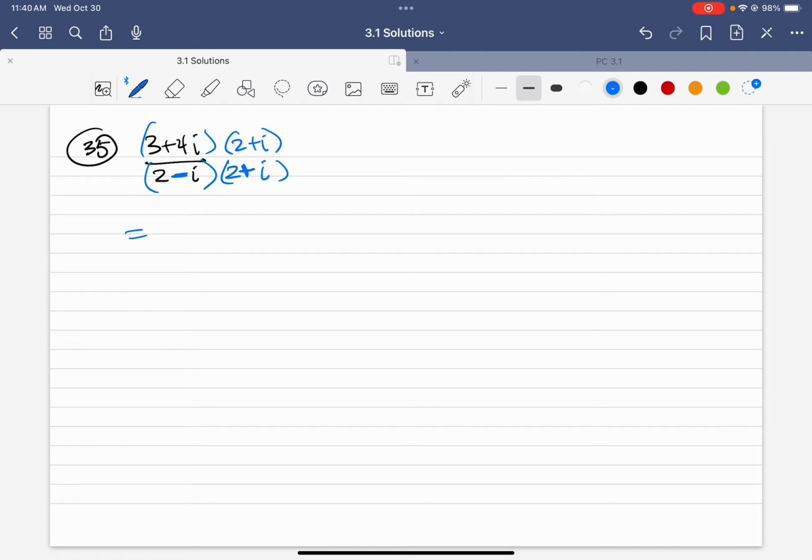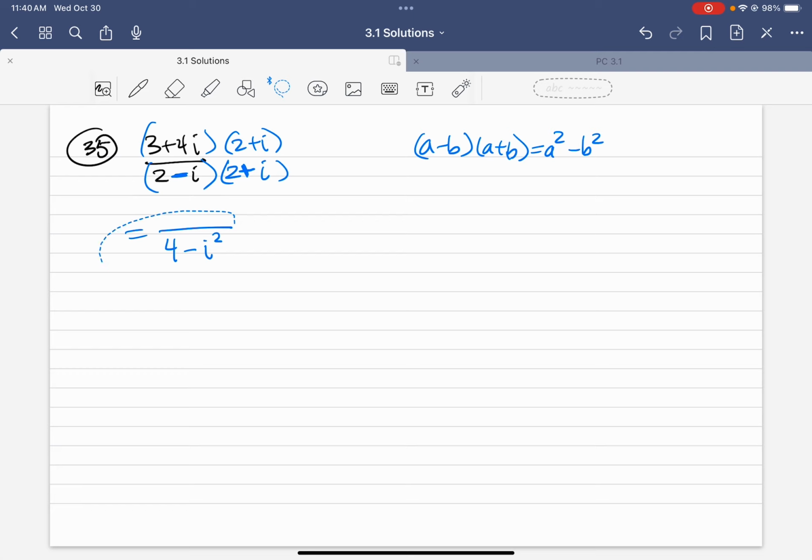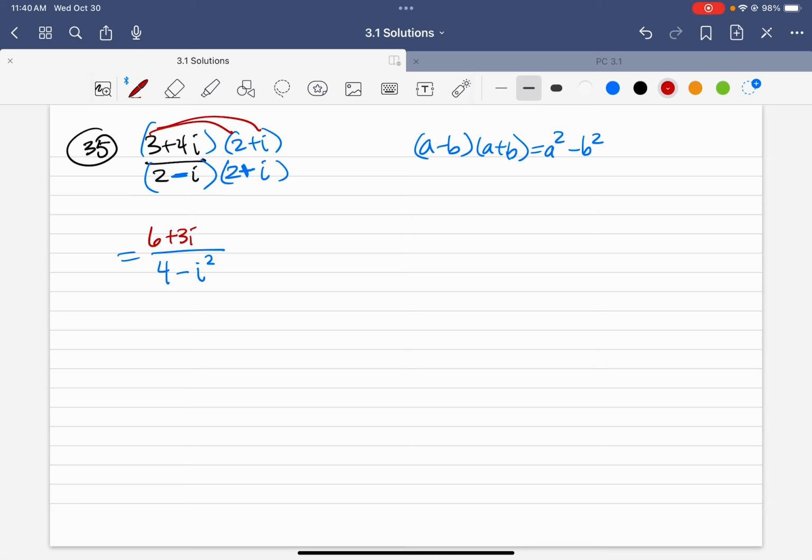When I do that, 2 times 2 is 4, and then i times i is i squared, and the middle terms cancel out on the bottom. That's because a minus b times a plus b is always the first one squared minus the second one squared. If you don't believe me, multiply it out for yourself. Then on the top, this and this give me 6 plus 3i, and then this and this give me plus 8i plus 4i squared. Since i squared is negative 1, negative i squared is plus 1, so the bottom just turns out to be 5.